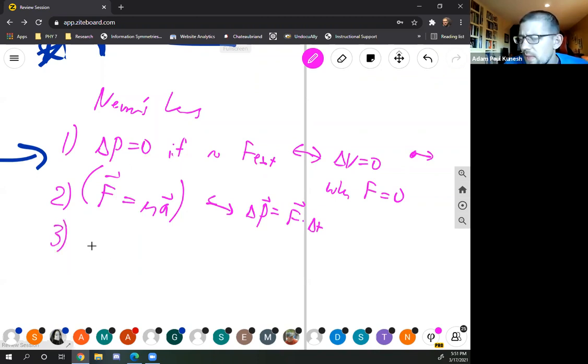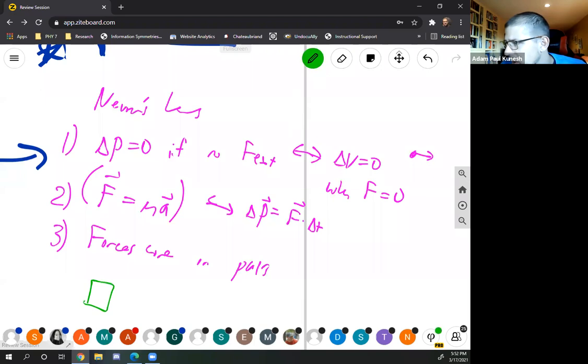The last one is that forces come in pairs. For every action, there's an equal and opposite reaction. So if I've got 2 bodies that are interacting with one another, say big body and little body, I'll call this one 2, and I'll call this one 1.